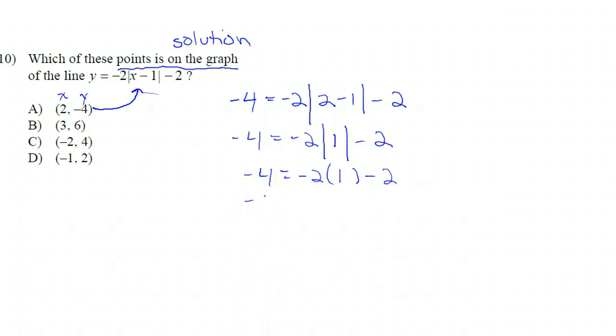And now we can do this. So -4 is equal to -2 minus 2, which is true. -4 is equal to -4. So that one is the answer.